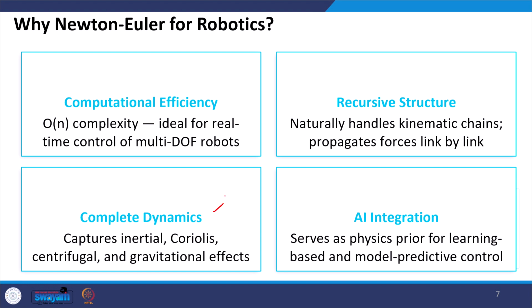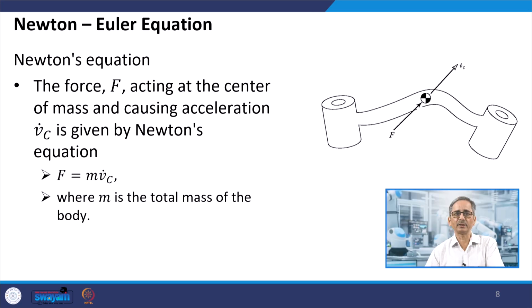It gives the complete dynamics. It captures inertial, Coriolis, centrifugal and gravitational effects. Again, I would like to draw your attention specifically when we do a numerical problem on that. Okay. And you can very clearly identify all these terms. Then the AI integration is very easy with the Newton-Euler equation. It serves as physics prior for learning based and model predictive control. So, let us look at the Newton-Euler equation.